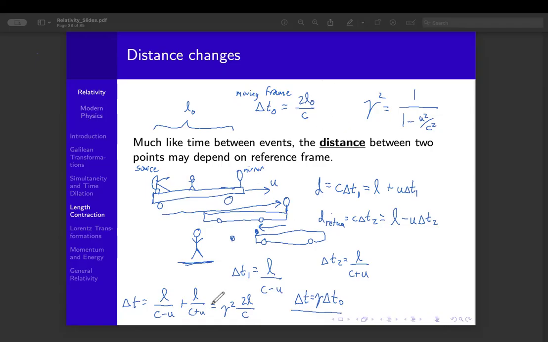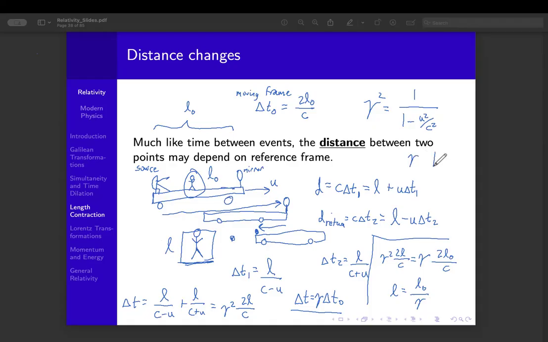So when we plug in delta t0 and delta t into our time dilation formula, you end up with gamma squared 2L over c equals gamma 2L0 over c, which allows you to show that the length of the cart in the stationary point of view, which is L, equals the length of the cart in the moving frame of reference, which is L0, that's the actual length of the cart if the cart were stationary, divided by gamma. Well, what do we know about gamma?